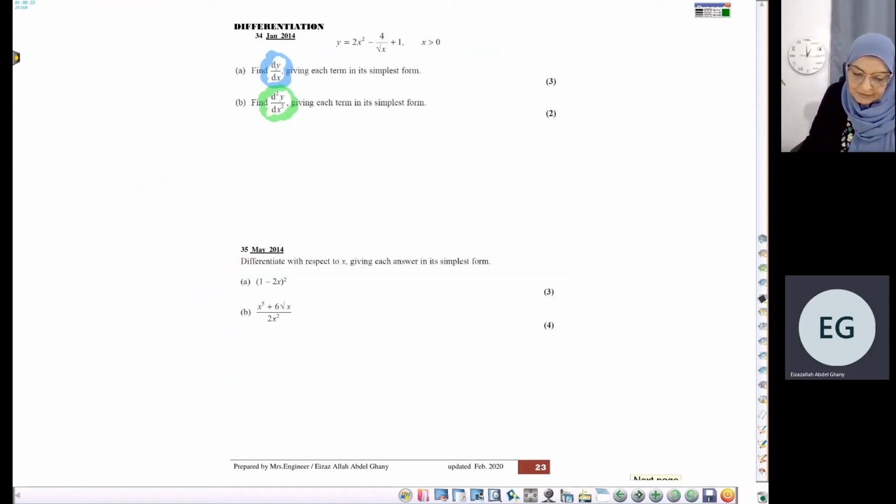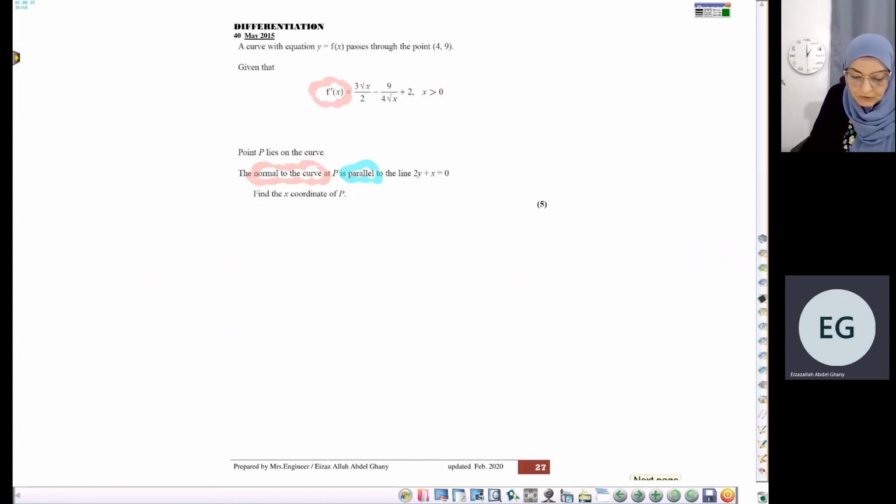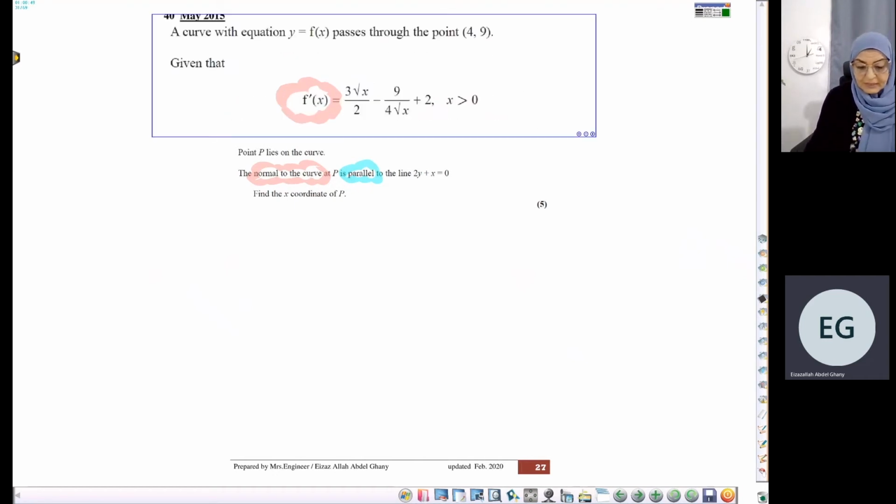I prefer taking a question. This one is repeated. Let's take a question which is different. A curve with equation y equals f of x passes through the point (4, 9). Given that the derivative, f dash of x, is already given. Let's read. The curve y equals f of x.